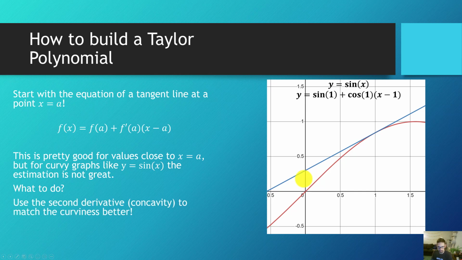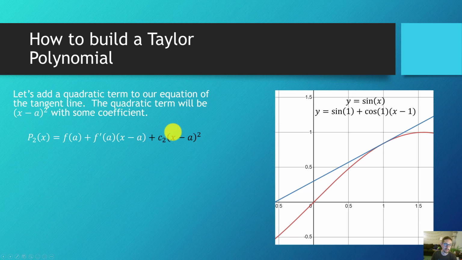Well, we can use the second derivative, which talks about concavity, to match the curviness better. A line is always going to be straight with no curviness at all, so the more derivatives we add, the better. And just a quick side note, this value, a equals 1, is called the center. And we can move that around, but in x minus a, in this case, we're subtracting 1, so the center is at 1.